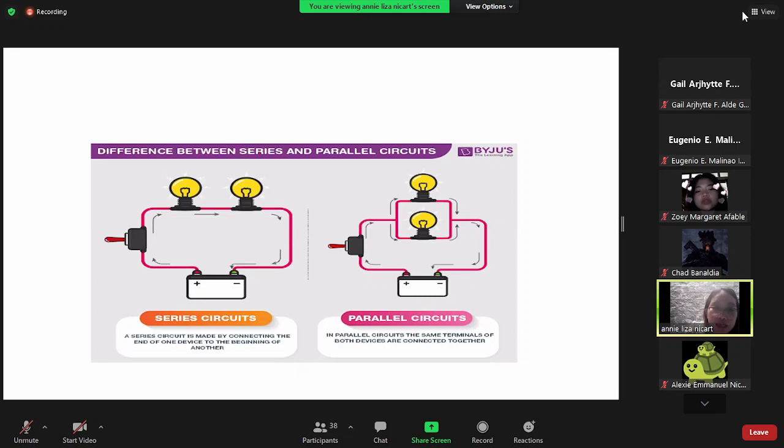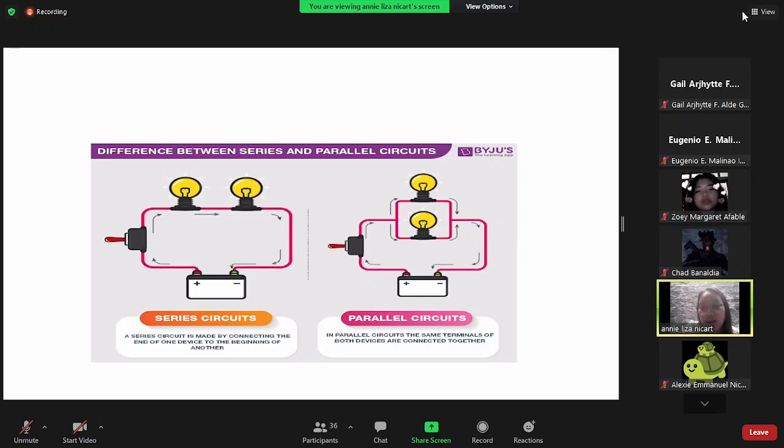So when one bulb, one load here in the series circuit, does not work, the rest of the loads in that circuit are also affected, making them dependent. They are very much dependent on each other.